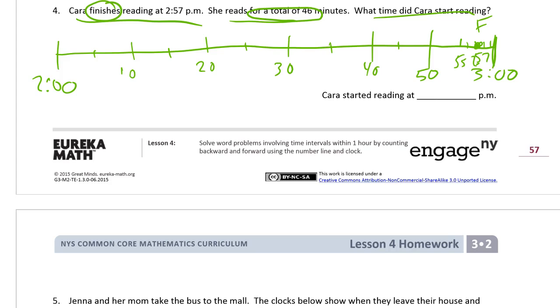So if we just go back 46 minutes, we're at 57 and we have to go back 46. If you're going to do this backwards, we can go back the 40 first. That'll probably be the easiest. So 57 minus 40, that's going to be 17. Right about there somewhere, right? So this is 15. That's 16. 17, 18, 19. So that's 40 minutes. And that gets us to 2:17.